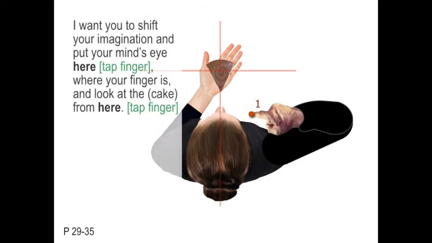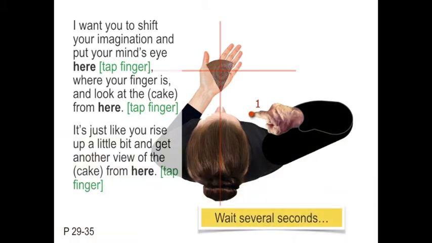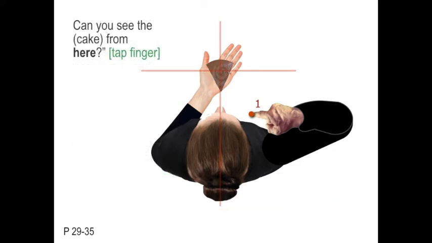I want you to shift your imagination and put your mind's eye here, tap finger, where your finger is, and look at the cake from here, tap the finger. It's just like you rise up a little bit and get another view of the cake from here, tap the finger. Wait several seconds. Can you see the cake from here, tap the finger.